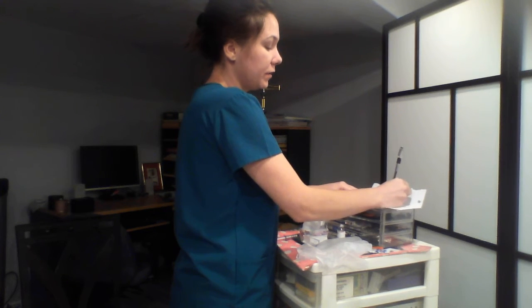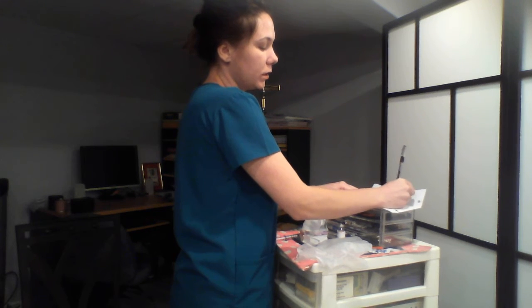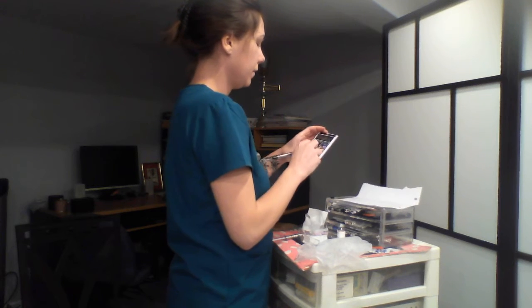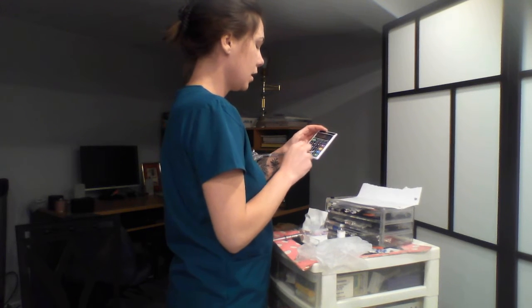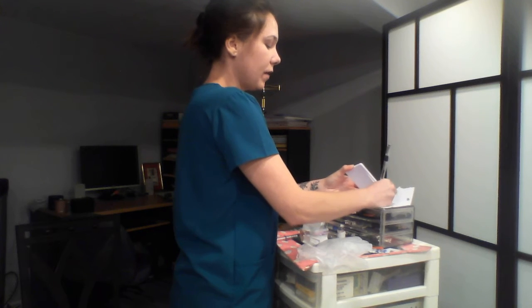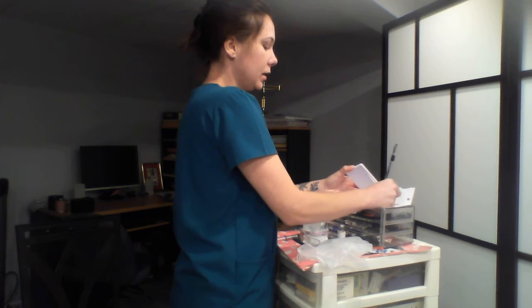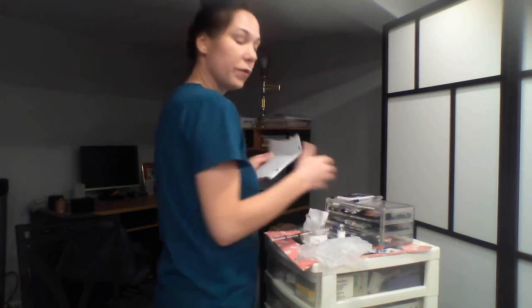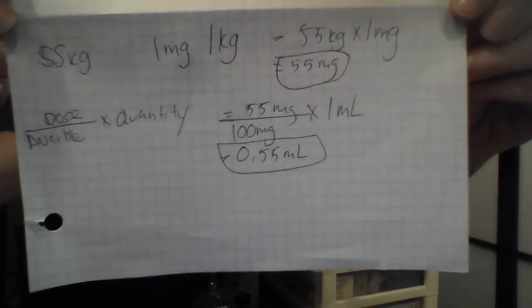So my dose is 55 milligrams. What I have available is 100 milligrams. Quantity is 1 milliliter. So 55 divided by 100 times 1 equals 0.55 milliliter. That is my volume. Now at this point, I will ask my teacher to come over and do an independent double check. Here's my math.